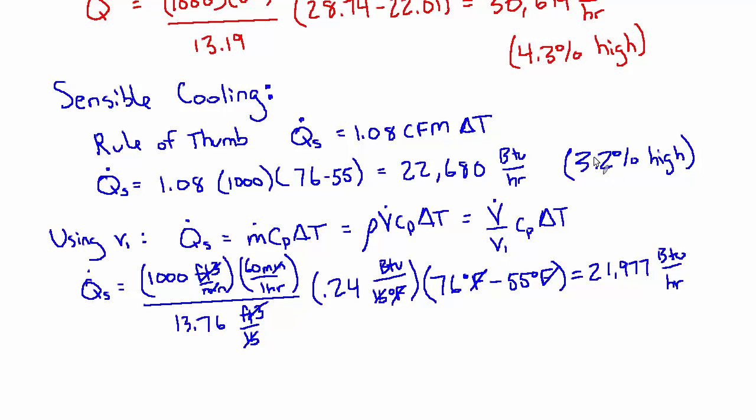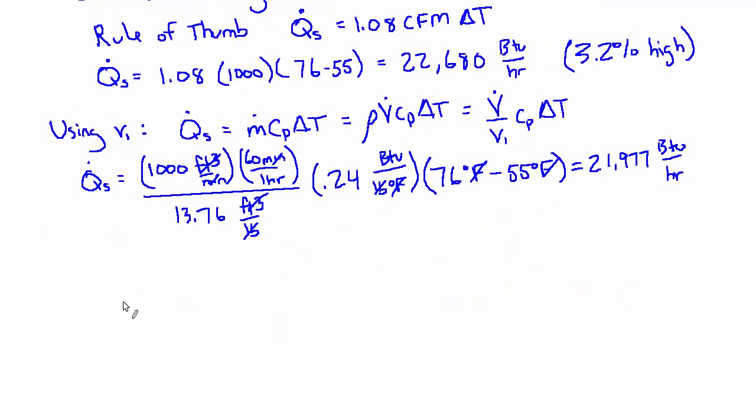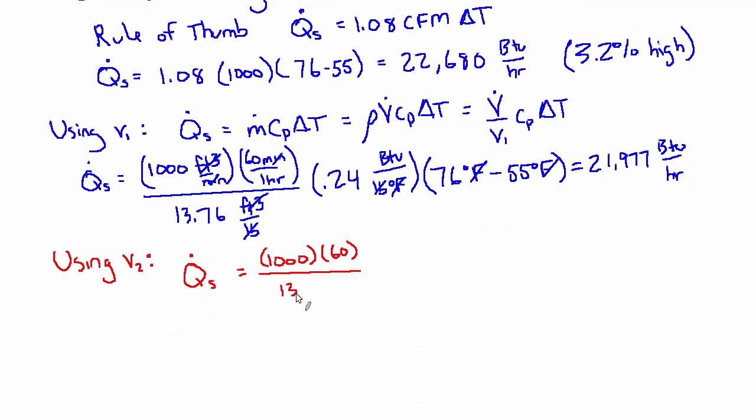And now what about using V2? Again, you shouldn't use V2, but suppose that you did. And I'll skip to the numbers. 1,000, 60, 13.19 now, 0.24, and that delta T is still going to be 76 minus 55. So some of you may be predicting the answer here.